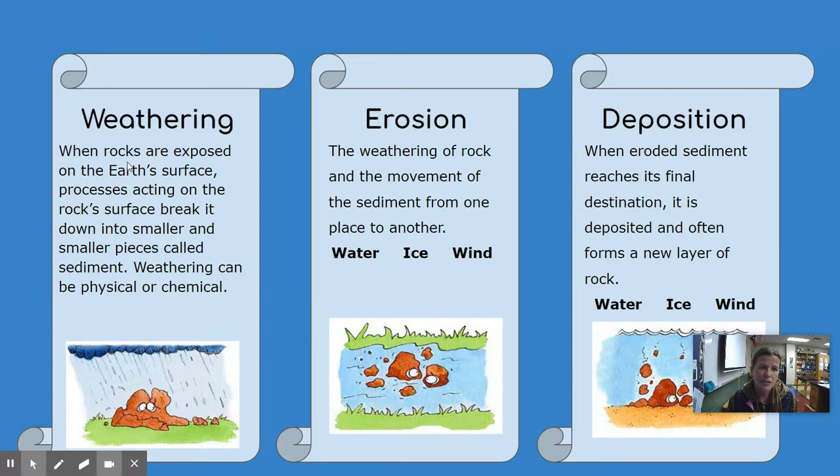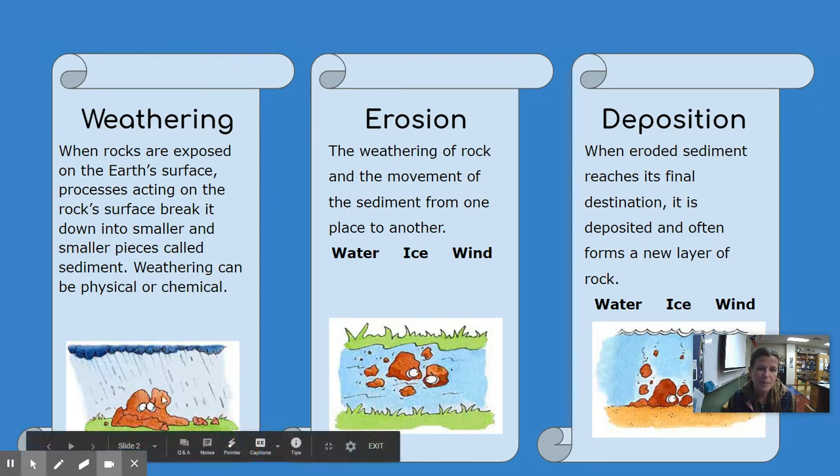Weathering is when rocks are exposed on Earth's surface. Processes acting on the rock surface break it down into smaller pieces, called sediment. Weathering can be physical or chemical. So weathering is the breaking down of rock or those landforms.